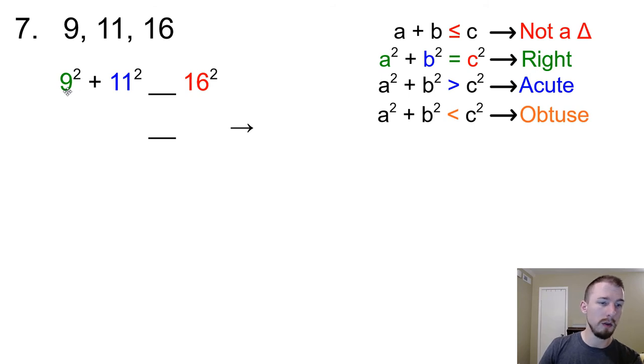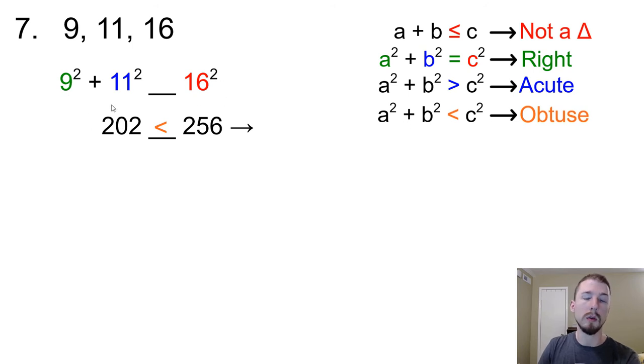So in this case, we can just plug that right into the calculator. 9 squared plus 11 squared is going to be 202, and 16 squared is 256. Now this is less than that, which means the c is so big it's larger than the a squared and the b squared, which makes this an obtuse triangle.